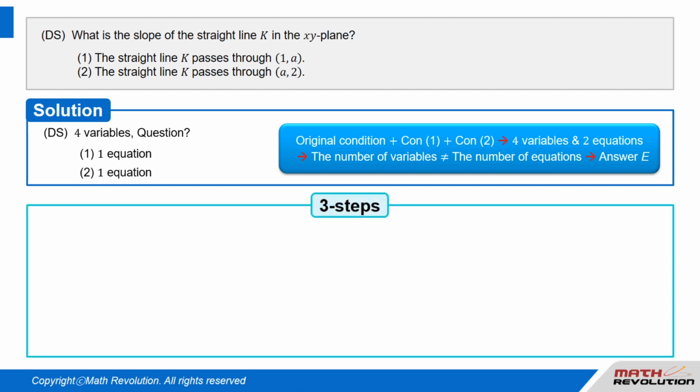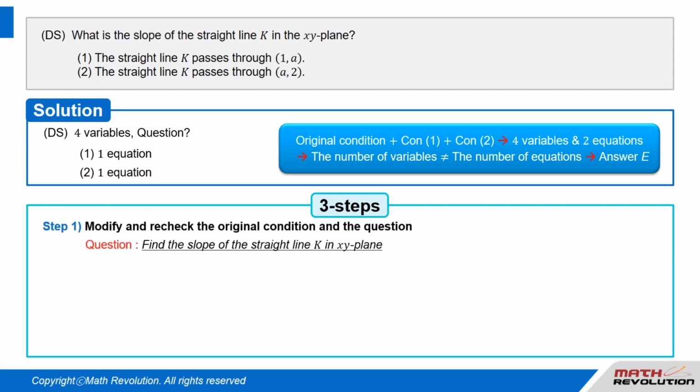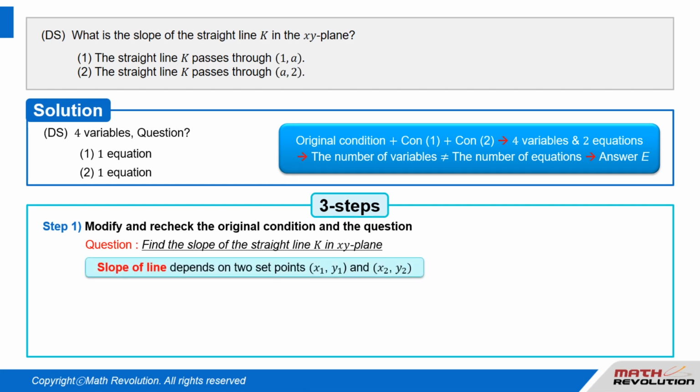Let's apply the 3 steps suggested previously. Follow the first step of the variable approach by modifying and rechecking the original condition and the question. We have to find the slope of the straight line K in the xy plane. The slope of the straight line K in the xy plane is dependent on any 2 sets of points on the line, (x1, y1) and (x2, y2). And the formula for slope is (y2 minus y1) over (x2 minus x1).